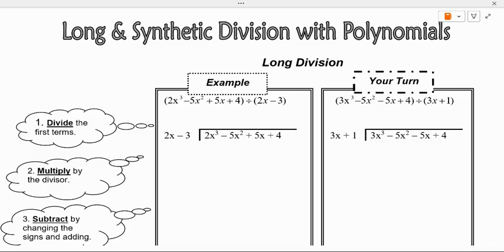So I have to divide each term, and I want to look at this. This is kind of like the decider, right? So I ask myself, how many times does 2x go into 2x cubed? Or better still, what do I have to multiply 2x by to make it equal 2x cubed? 2x times what is 2x cubed? X squared. So I'm going to multiply by x squared. So 2x times x squared is 2x cubed.